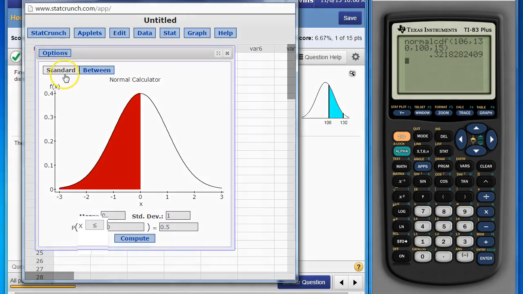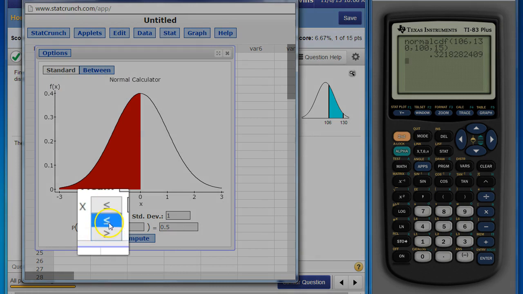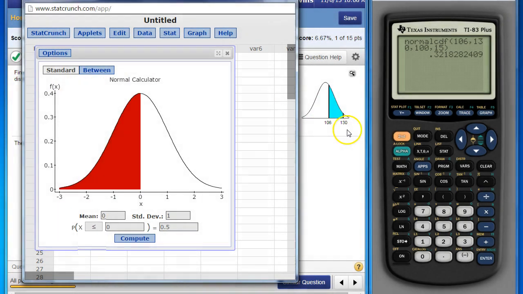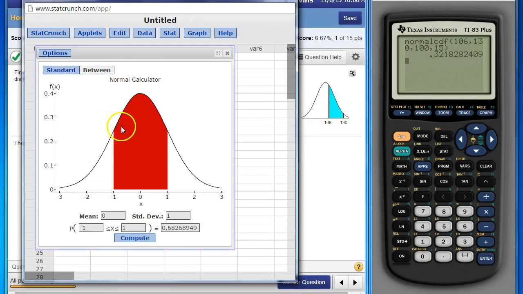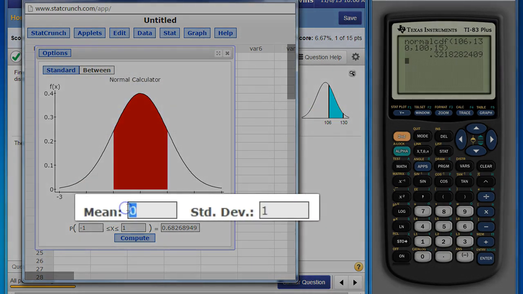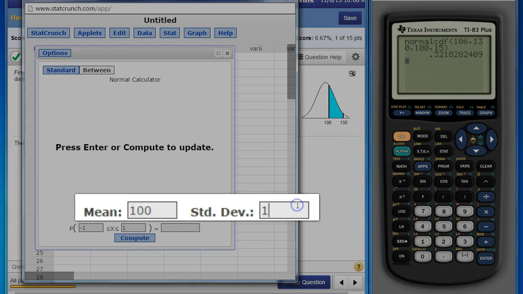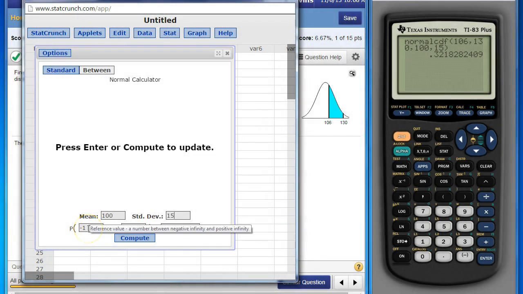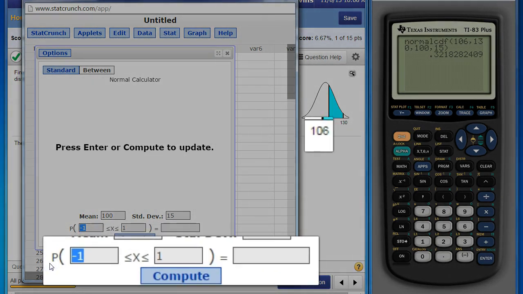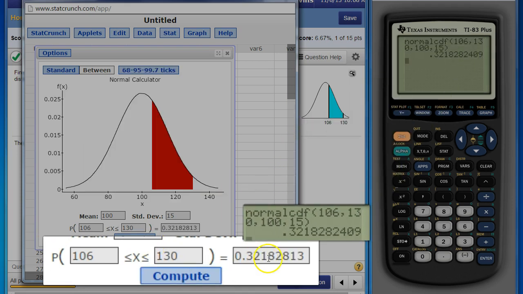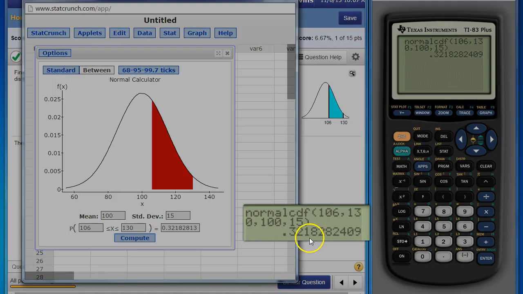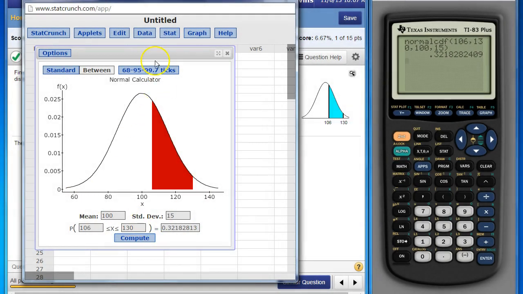It gives you a standard. Standard means strictly less than or greater than. Okay. This one is between because we have a lower number and upper number, and we're going between two numbers. So this is a between probability. It wants to know the mean and the standard deviation first, and then it wants the probability that x is between what two values. So 106 and 130. Alright, we just type the lower number, upper number, mean, standard deviation, and it gives us that same number. Okay, that is the StatCrunch version of how to do this problem.